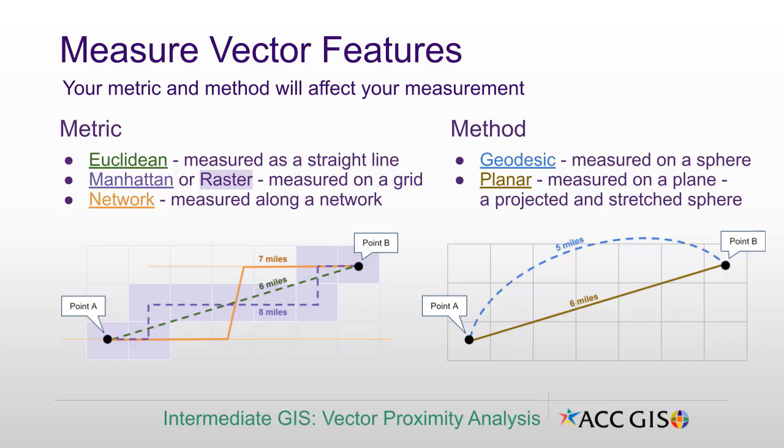That's why when you look at the example below, you can see that the geodesic measurement from point A to point B is 5 miles, and the planar measurement is 6 miles. Even though the planar measurement looks like it's shorter, the planar measurement is on a projected and stretched sphere, so it's actually longer than the geodesic measurement.